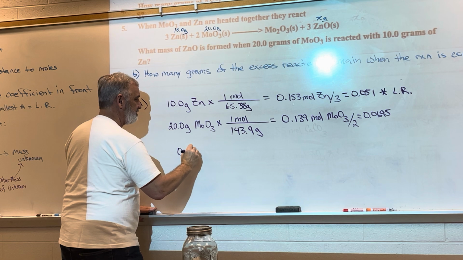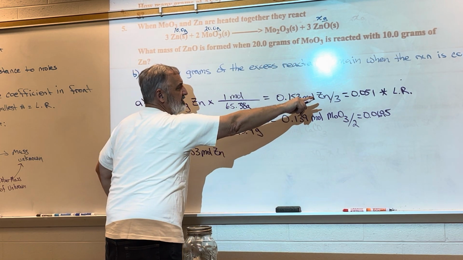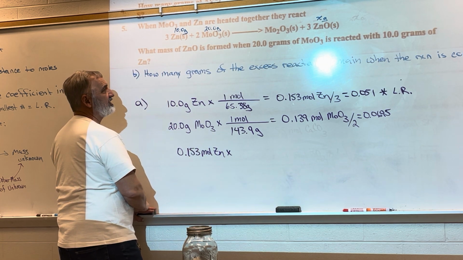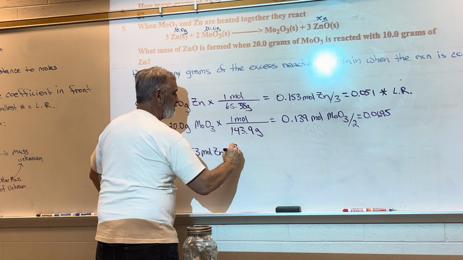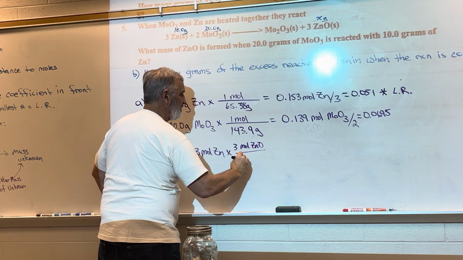0.153 moles of zinc. Do not start with the 0.005. Times, what's the mole ratio between the zinc and the zinc oxide? 3 to 3. 3 moles of ZnO for every 3 moles of zinc.